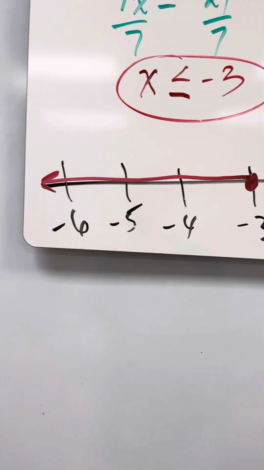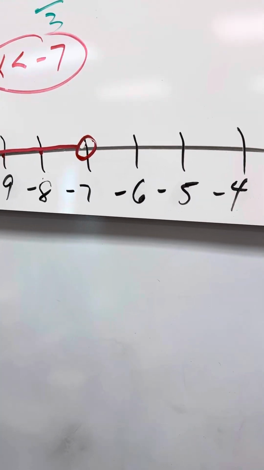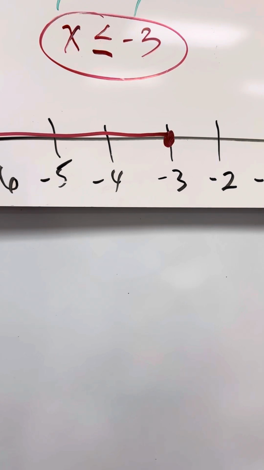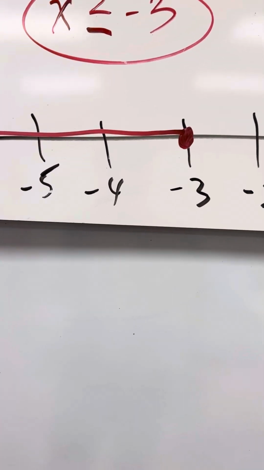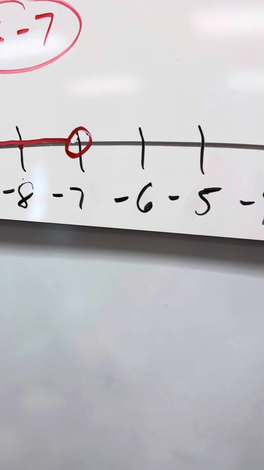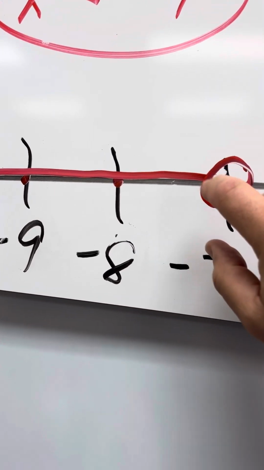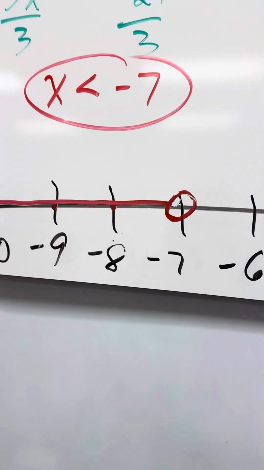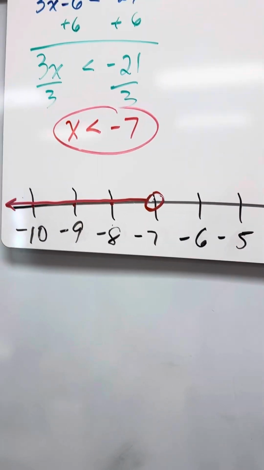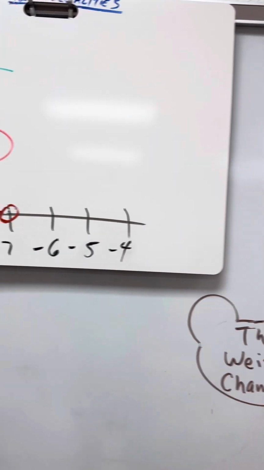Now, what if you want an open circle? Delta Math will automatically give you a filled in circle. But if you need the circle to be open, you have to click on it. You will just tap on the circle until you see an open circle in order to get an open circle. Okay?